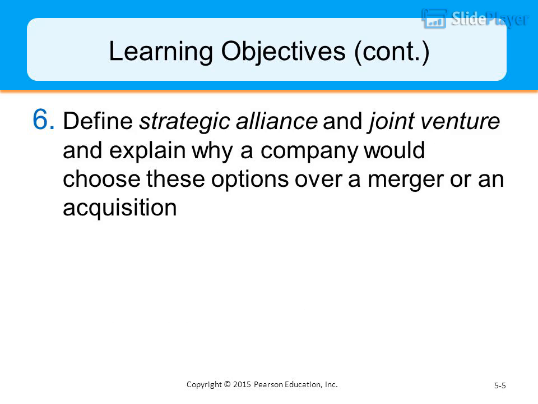Learning objectives, continued. Define strategic alliance and joint venture and explain why a company would choose these options over a merger or an acquisition.